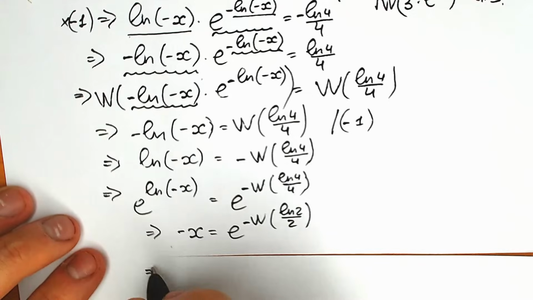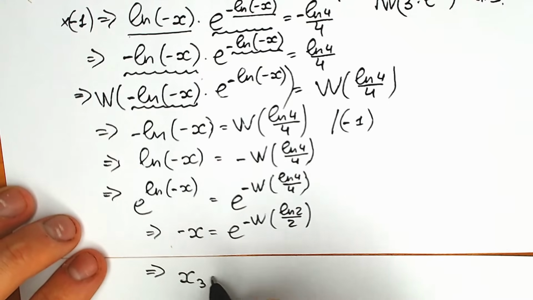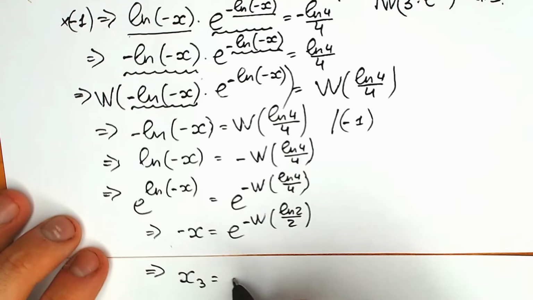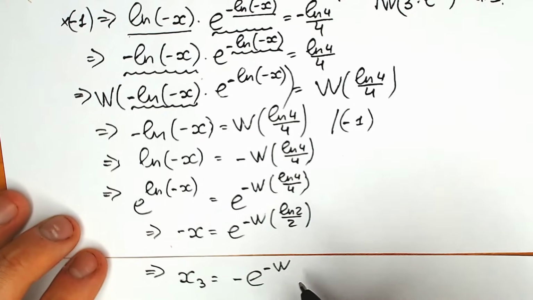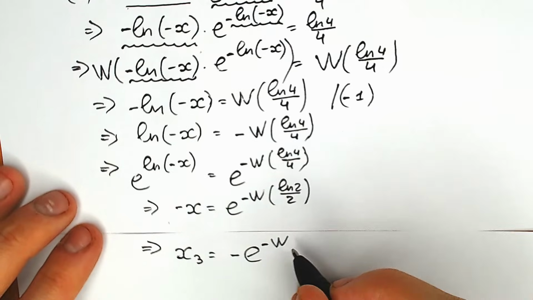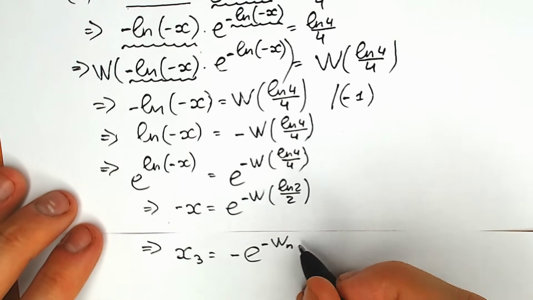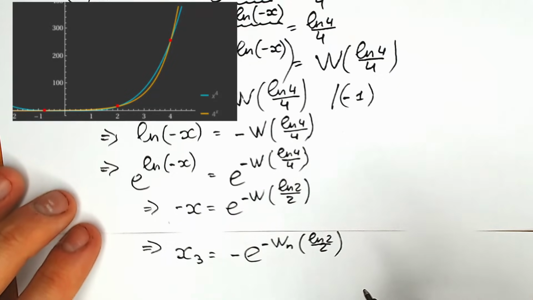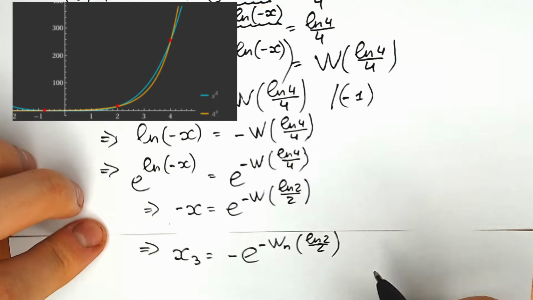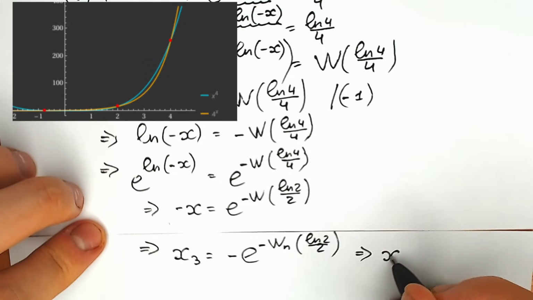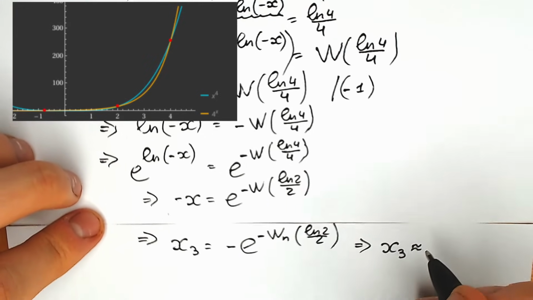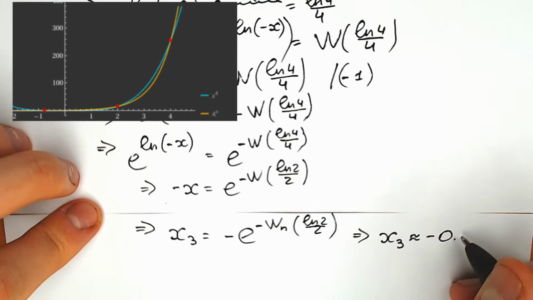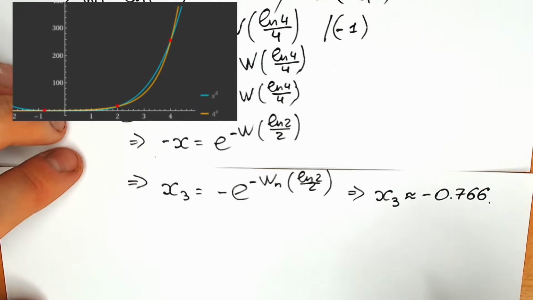So from here our x third is equal to minus e to the power minus Lambert W function. This Lambert W function has a lot of branches, so the correct way to express it is to write n right here, natural log 2 over 2. I plug this expression into a calculator, and I can write the approximate answer: x third is approximately equal to minus 0.7666. So we have our 3 roots right now.